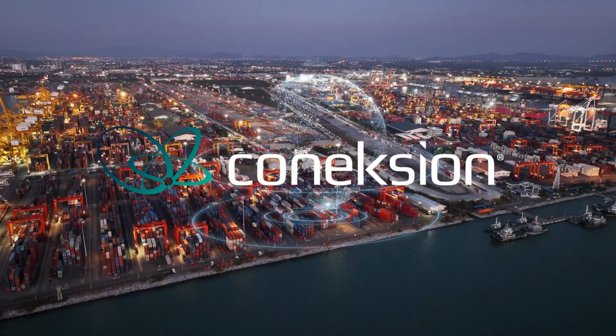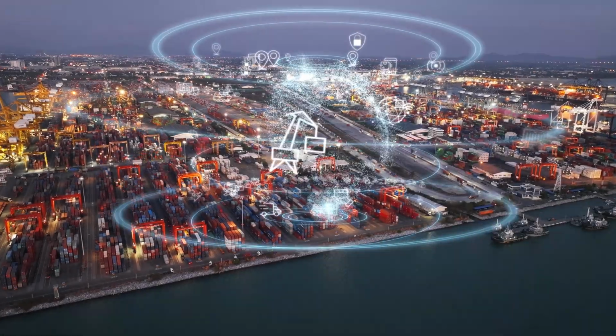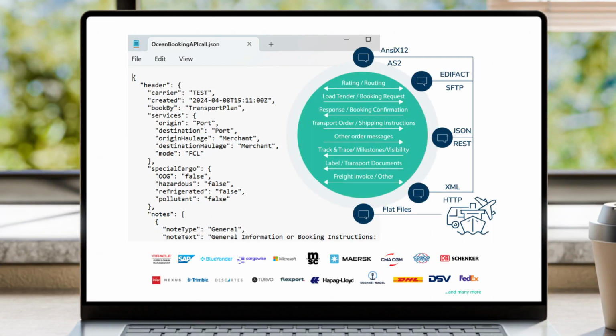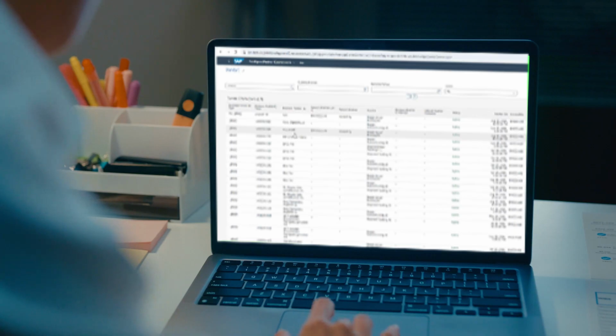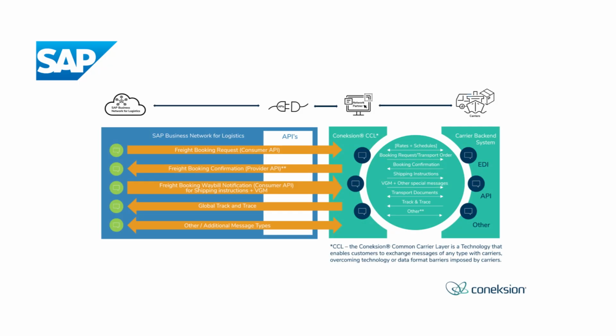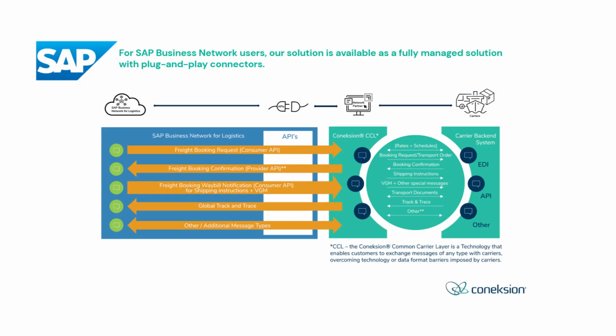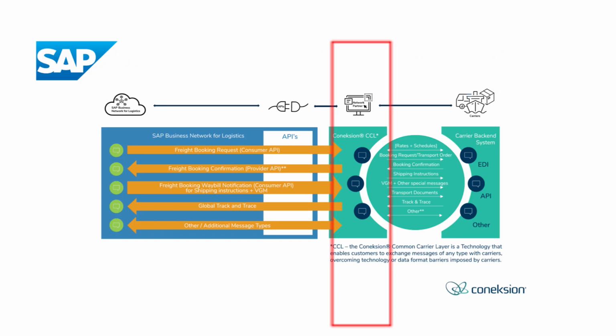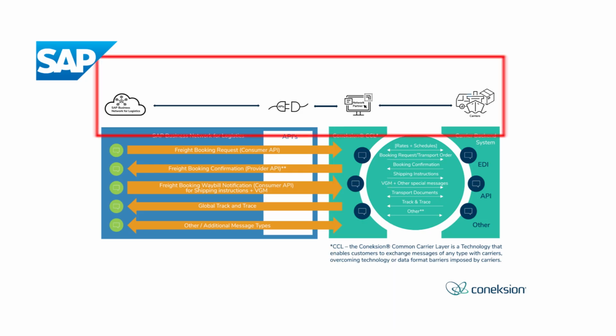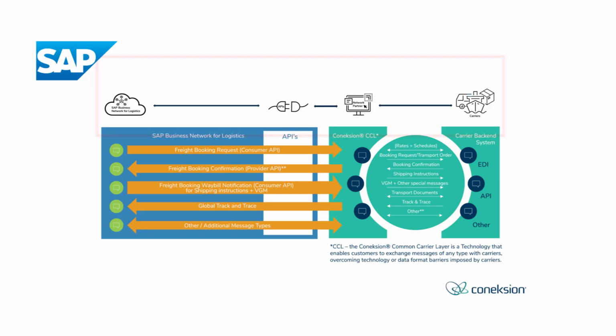Welcome to Conexion's demo, your seamless data connectivity solution for effortless communication with carriers. By relying on our solution, as a shipper, your only task is to complete the initial system setup and create a shipment when needed. Everything else shown in this video happens automatically in the background through Conexion's common carrier layer, which seamlessly translates API calls and EDI messages with carriers, ensuring smooth data flow between your system and the carrier.